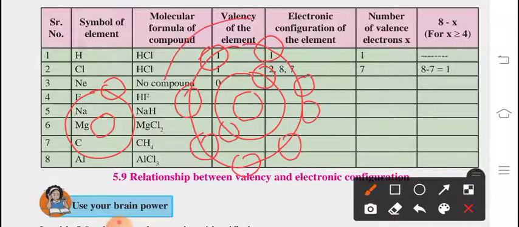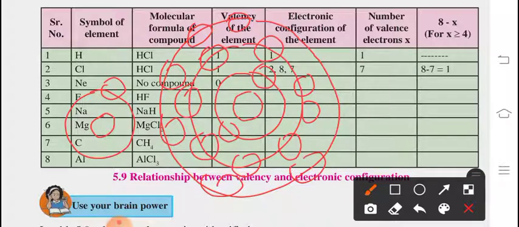and in the third orbit remaining, how many remaining? 7 electrons. 1, 2, 3, 4, 5, 6, 7. Now to complete this octet, chlorine needs 1 more electron. So chlorine is taking this electron for sharing, hydrogen is sharing 1 electron with the chlorine, and hence they are making the chemical reaction and the compound forms.